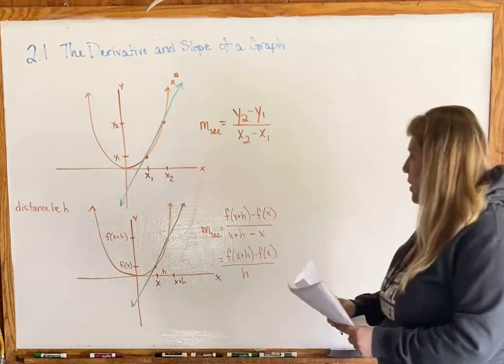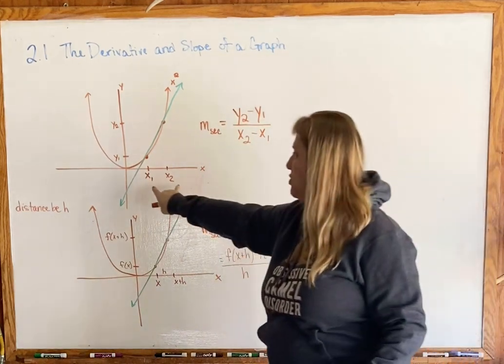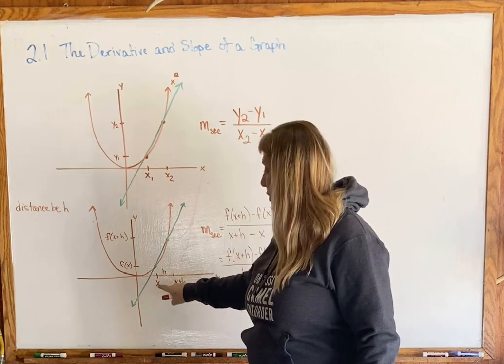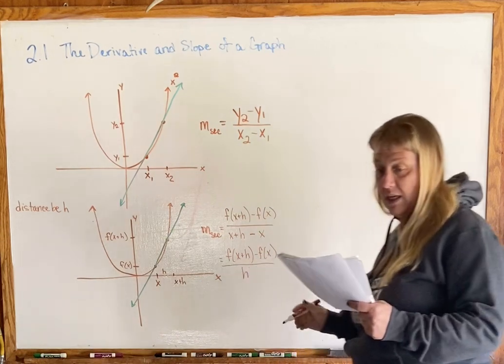Okay, so remember that what we've done is instead of labeling the 2 points with different x values, we've labeled the distance between the 2 points. So we have x and then we have x plus h.